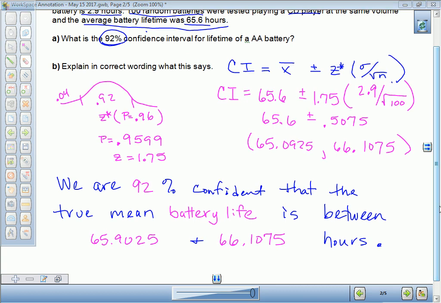Alright, those of you that are finished, check. Check, Cliff. You got those right. Hold on, I almost finished. I got it set up. 2.9 plus or minus 1.75. Parentheses. What'd you say?